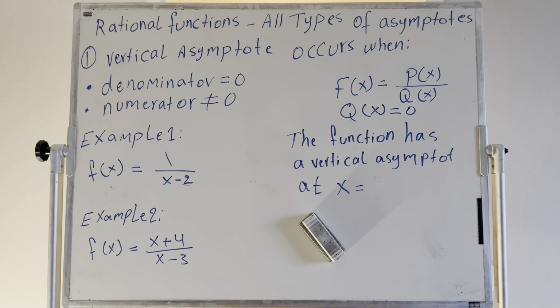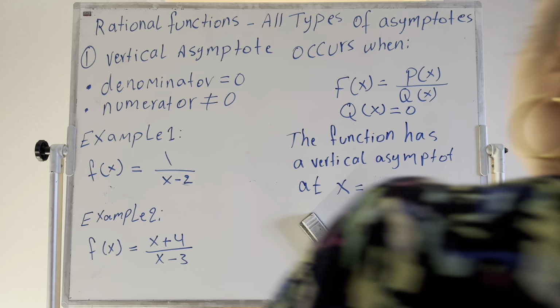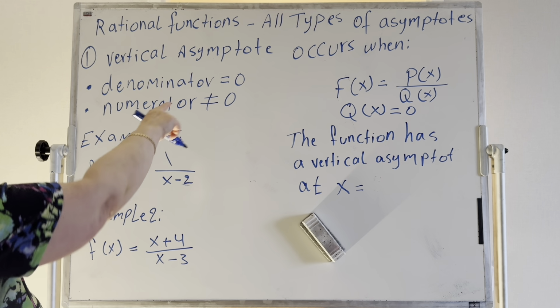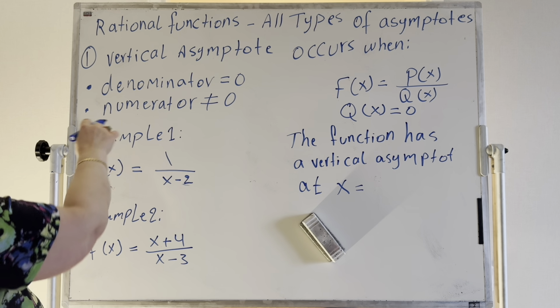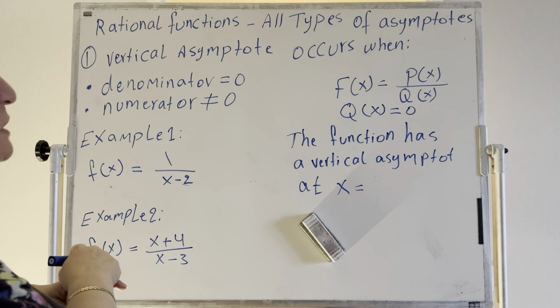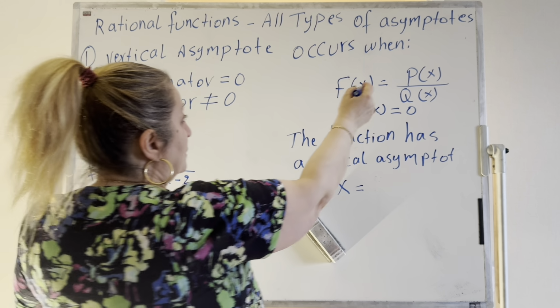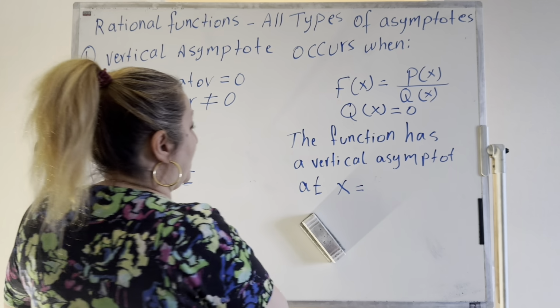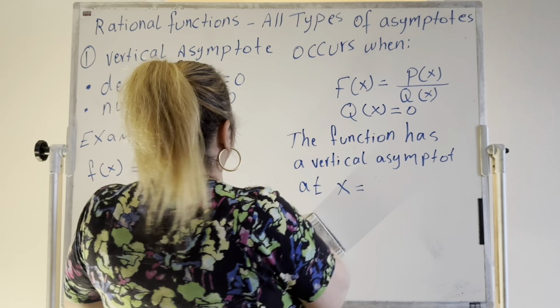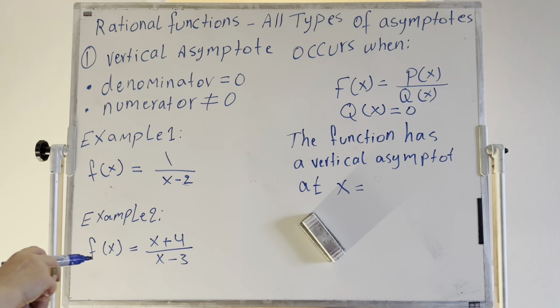Hello, today I will speak about rational functions and all types of asymptotes. Vertical asymptotes occur when the denominator equals 0 and the numerator does not equal 0. When we look at f of x equals p of x over q of x, when q of x equals 0, the function will not be defined.